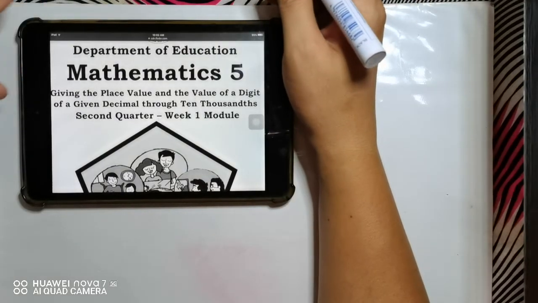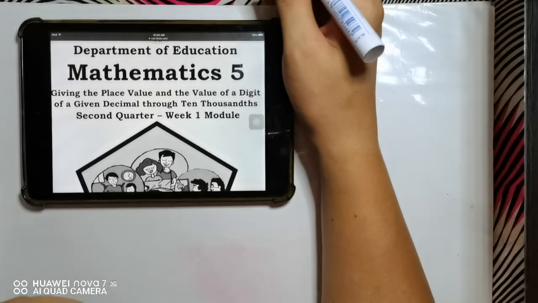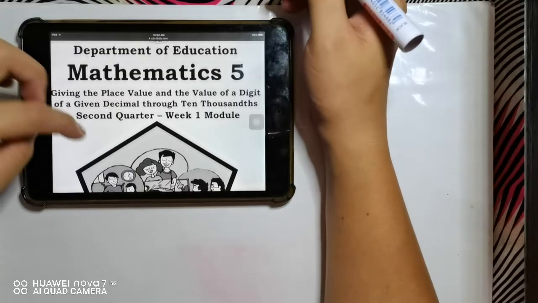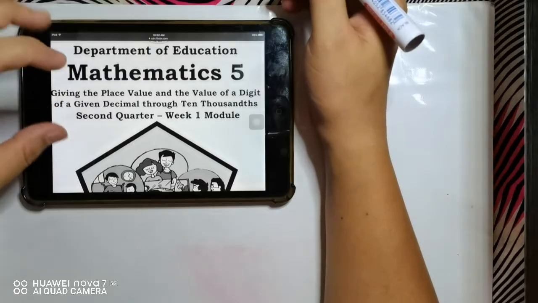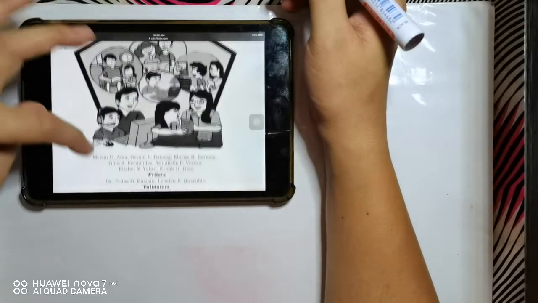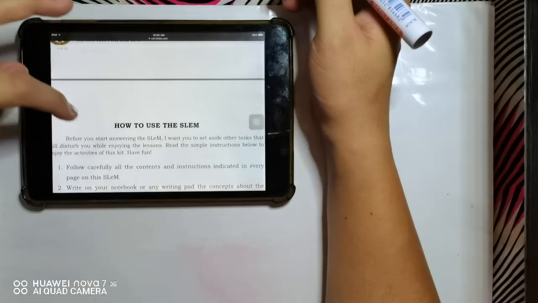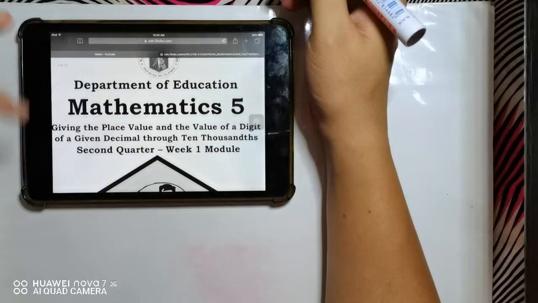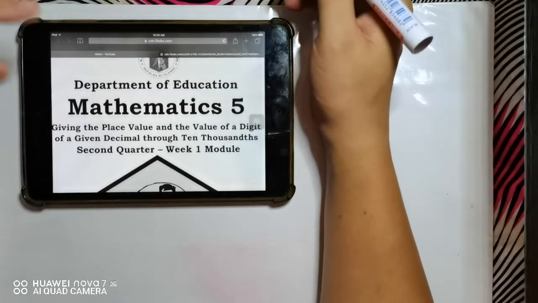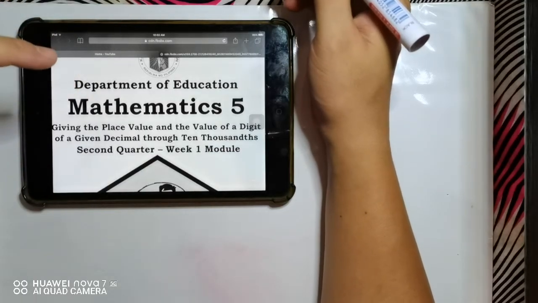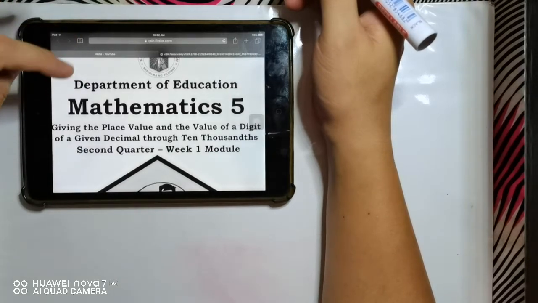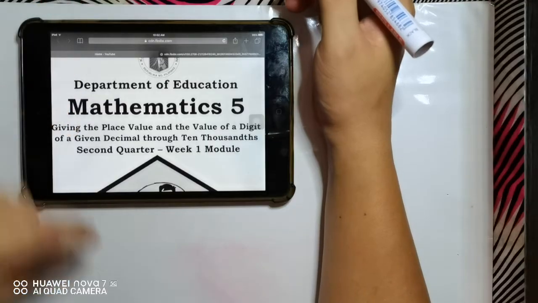We are now in the second quarter, week 1 of the module in grade 5. The topic is giving the place value and the value of a digit of a given decimal through 10 thousandths. Nasa second quarter na tayo, week 1. This is about decimals, di ba? So, actually, hindi muna tayo magdi-discuss tungkol doon mismo sa decimals, but we will be focusing on the place value and the value of the decimals.